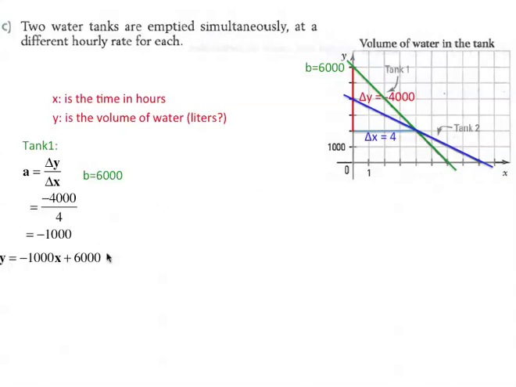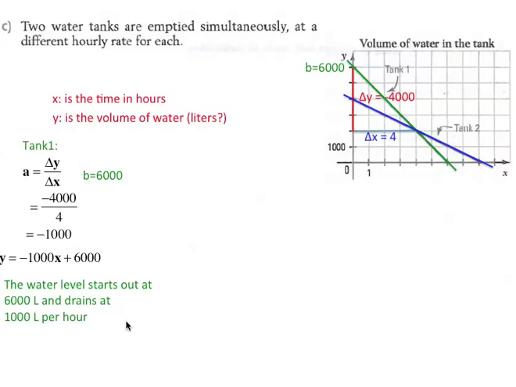Now what this means is, in tank 1, we start off with 6,000 liters of water, and then we're losing 1,000 liters per hour. So the water level starts at 6,000 liters and drains at 1,000 liters per hour.